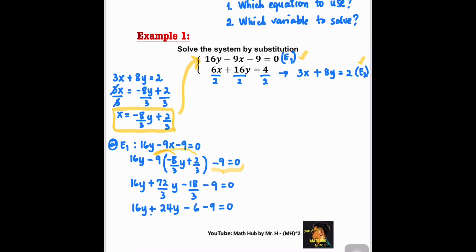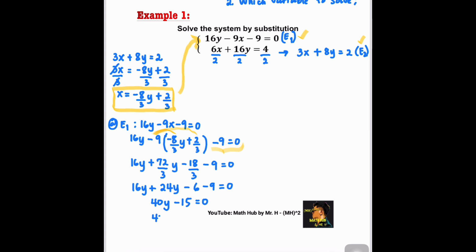Alright, so from here you can see that we can combine like terms here. Okay, 16y plus 24y will be 40y. Negative 6 and negative 9 put together, it will become negative 15 equals 0. So 40y equals positive 15. So move negative 15 to the right, and we divide both sides by 40. So 40 divided by 40 is 1y or y.